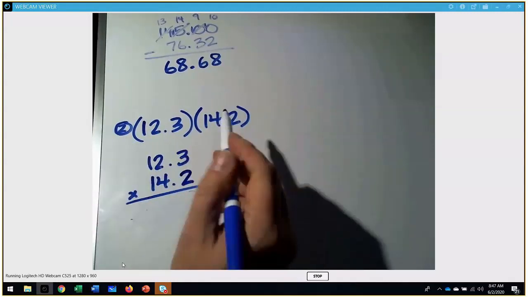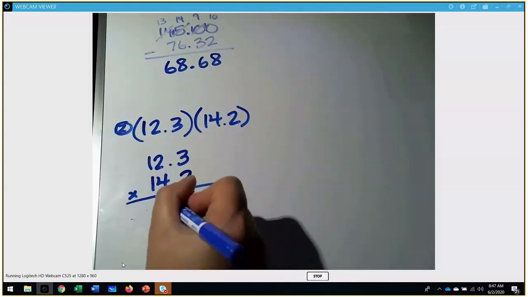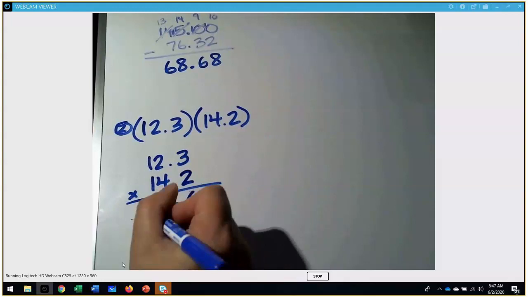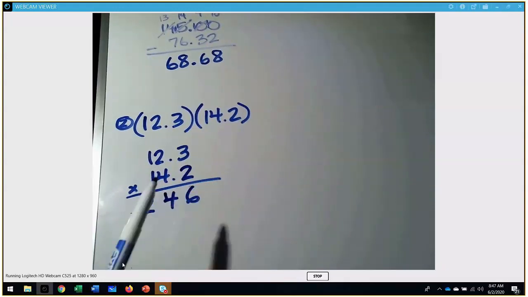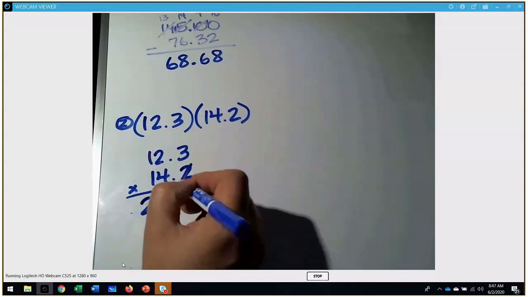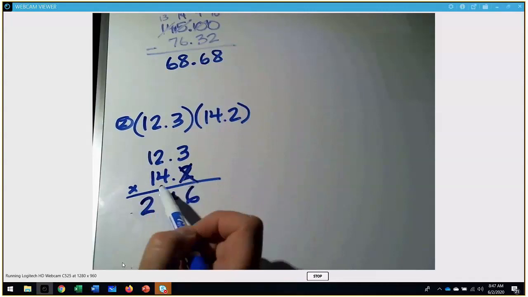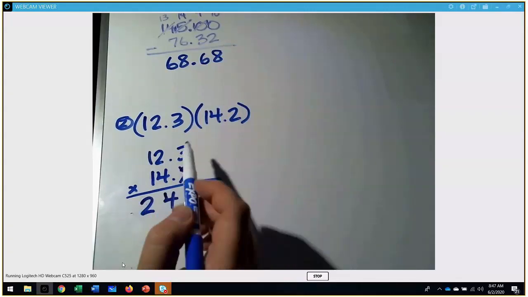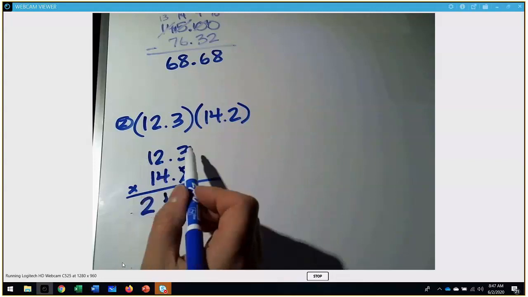So now 6. 2 times 2 is 4. 1 times 2 is 2. The 2 is done. You can ignore it. You've distributed it to everything up here. And now we're going to go to the next set. We're going to distribute the 4 to everything. So 4 times 3 is 12.